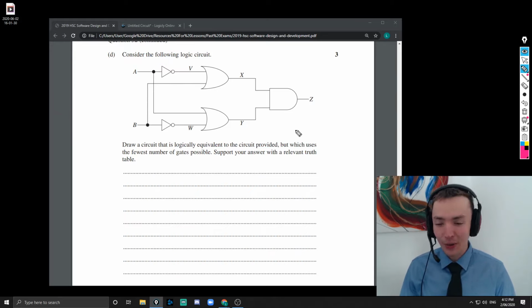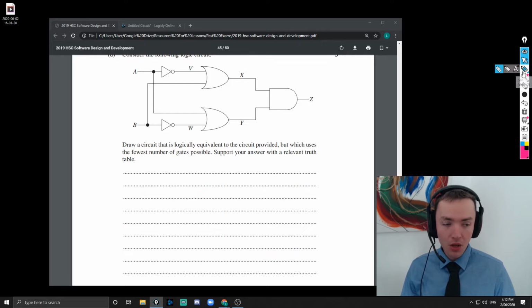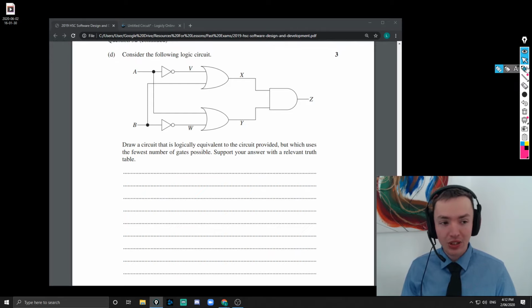Like, how am I going to do it? I'll show you right now. So basically, a truth table is similar to a desk check if you've done that. And all you have to do for the truth table is this.